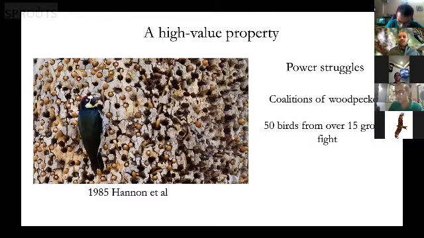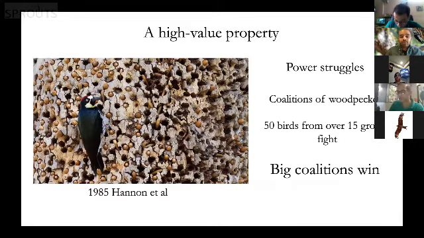And so power struggles are an absolutely wonderful phenomenon in nature. And we realized that granaries are thus a very important resource for these birds. Now, another thing that Sue Hannon found in 1985 is that big coalitions win. So if you're a big group of birds, you are more likely to win a power struggle than if you are fighting alone, right?